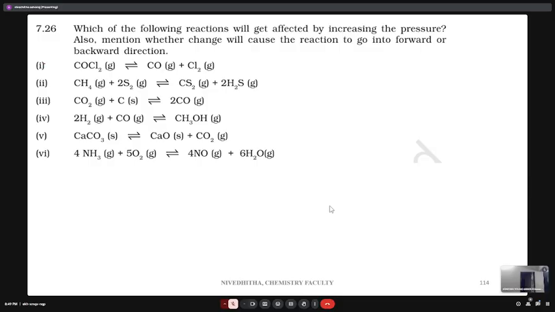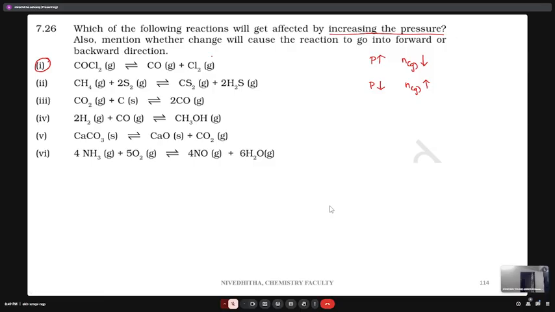So what is the answer for first question? Basically they're increasing the pressure, right? So what is the condition? If you increase the pressure, reaction will move in a direction where gaseous number of moles are lesser. If you decrease the pressure, the reaction will move in a direction where number of moles of gaseous species are more. Backward, ma'am.